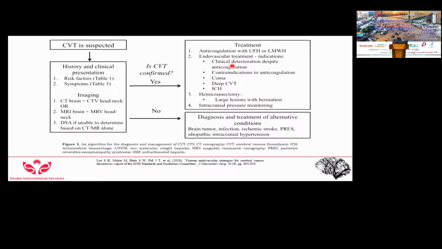As we see here, the indications are clinical deterioration despite anticoagulation, and a contraindication to anticoagulation. The third one is coma. Or deep CVT, which happens in the deep cerebral veins, and ICH, intracranial hemorrhage.